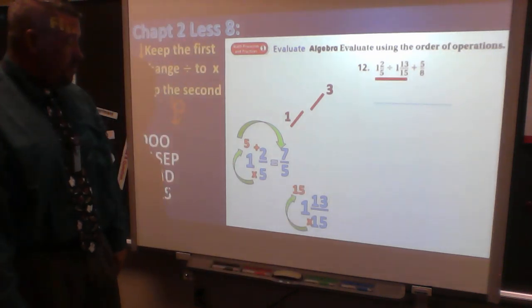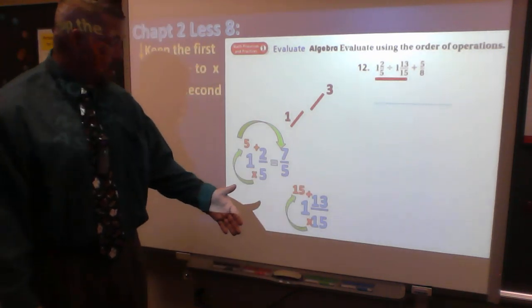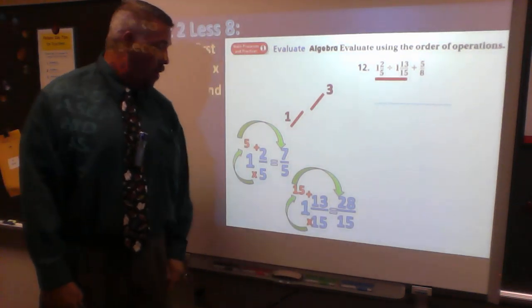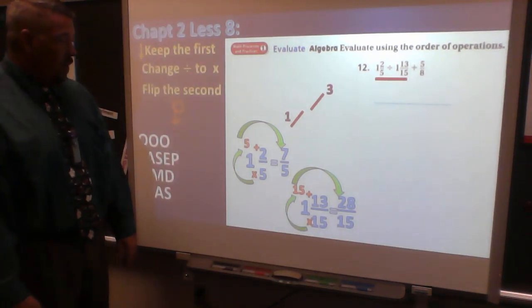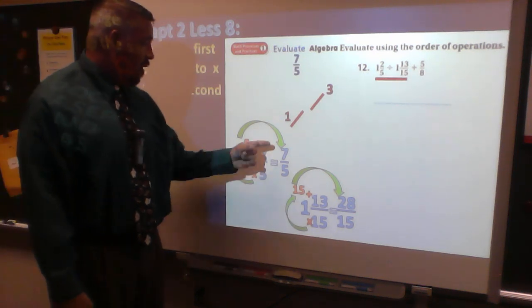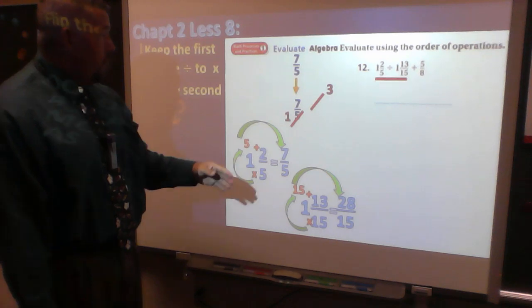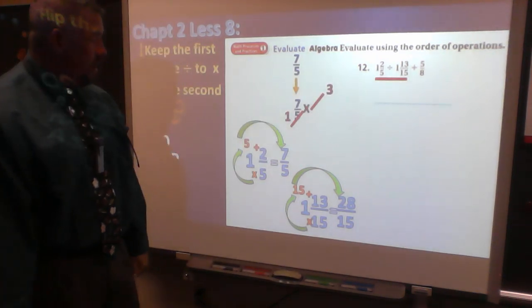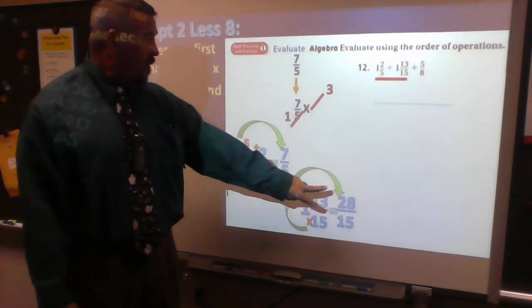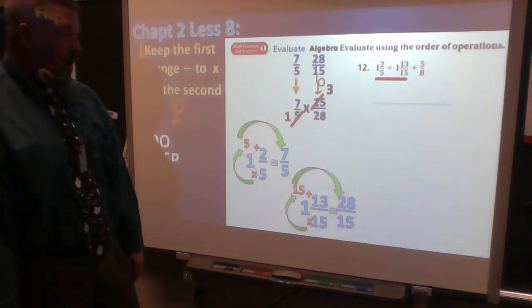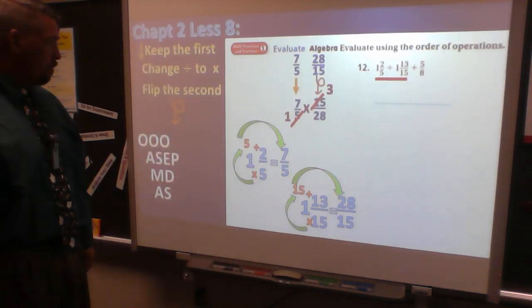15 times 1 is 15, plus 13 is going to give me 28 as my numerator, and then I keep my denominator of 15. Once I have that, then I know my 7/5, I'm going to keep it as my first step. My division would become multiplication, and then my 28/15 has to be flipped because I have to use its reciprocal. Now you should see where those are popping up.